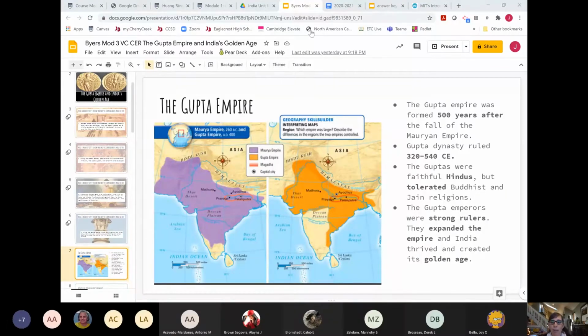They ruled well. That meant that they led a time of prosperity.